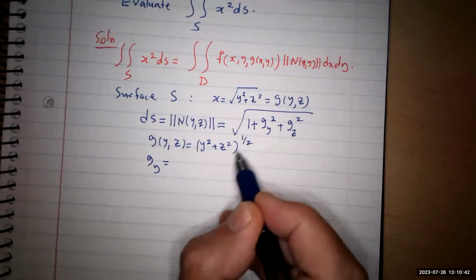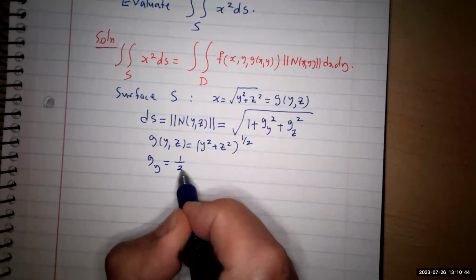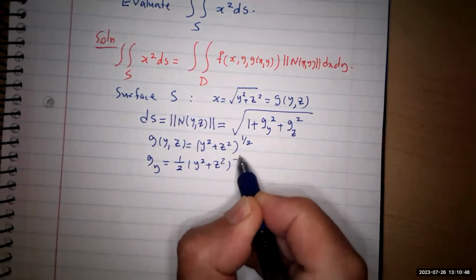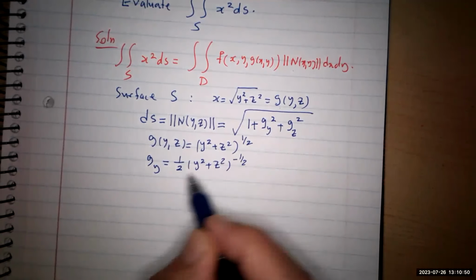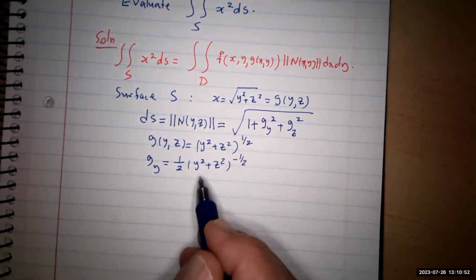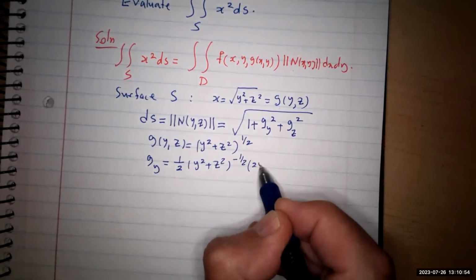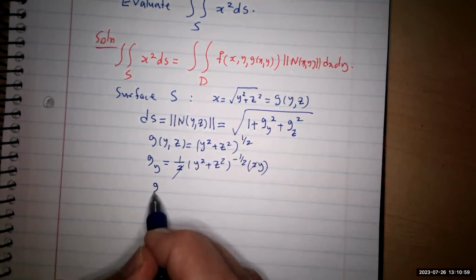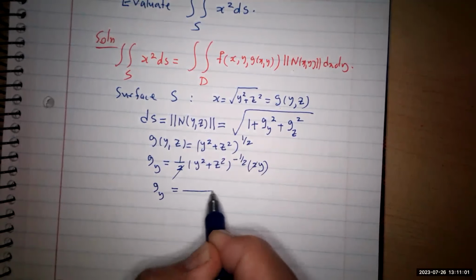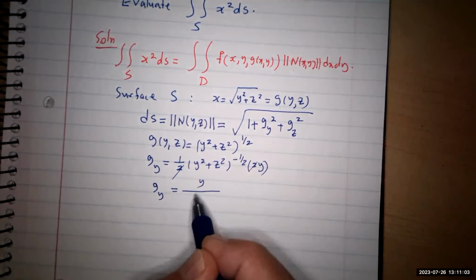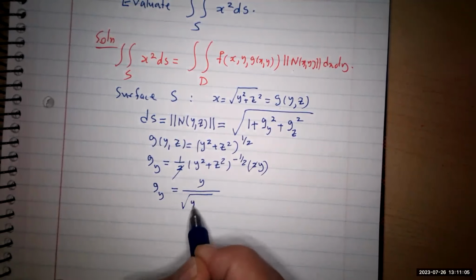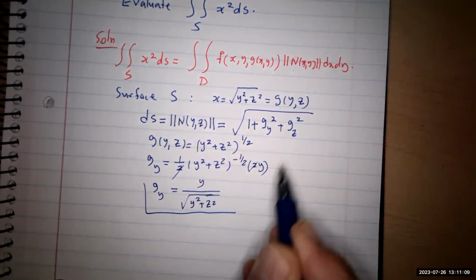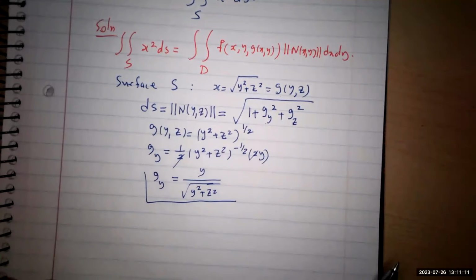You have to use the chain rule. It's going to be 1/2 (y squared plus z squared) to the negative 1/2 times the derivative of u with respect to y, which is 2y. So the 2 and 2 cancel out. So the derivative with respect to y would be simply y over radical y squared plus z squared. So that would be your g_y. Any questions?